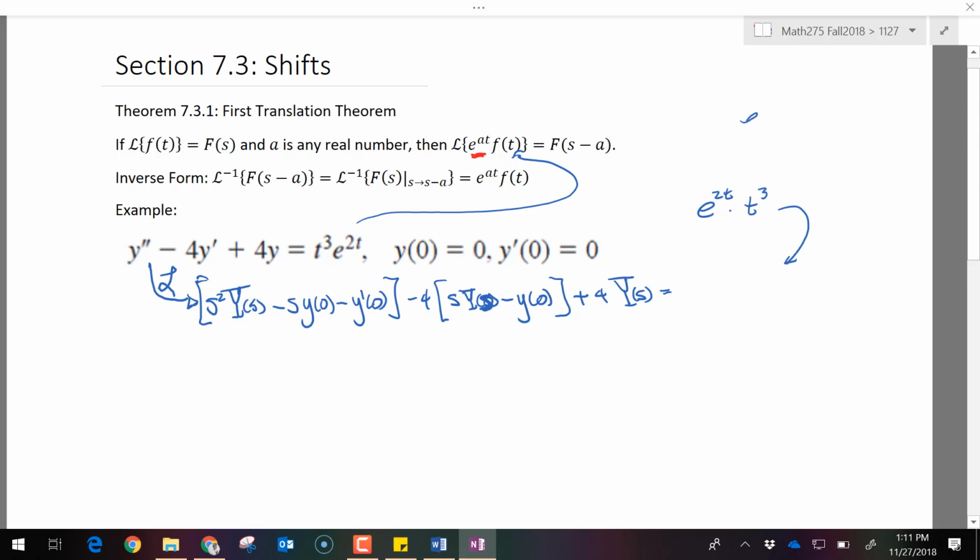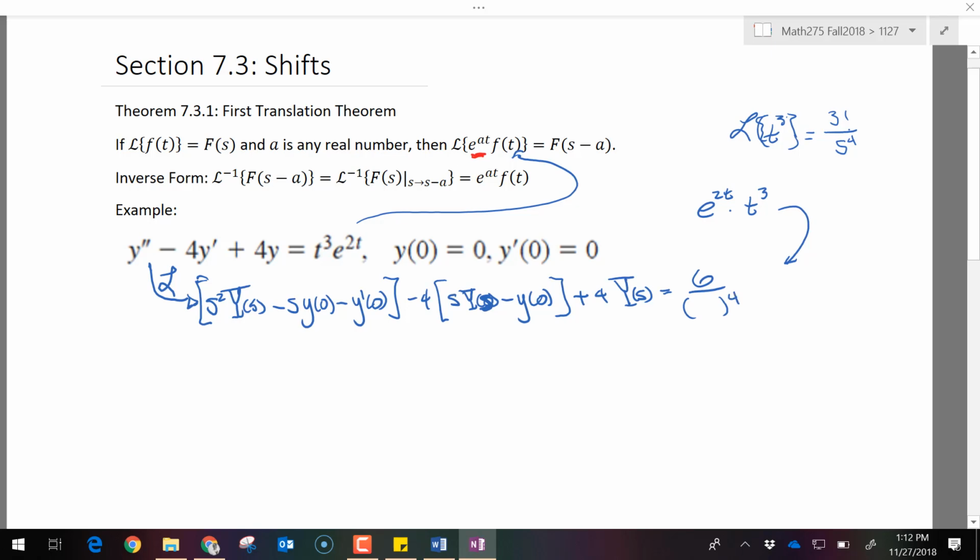Now, we need to know the transformation of t cubed. And if you remember the transformation of t cubed, you take the power, and then, I forgot, it's what? So 3 factorial over s to the 4th. So we can call it 6, or you can call it 3 factorial. Let's call it 6 over s to the 4th.